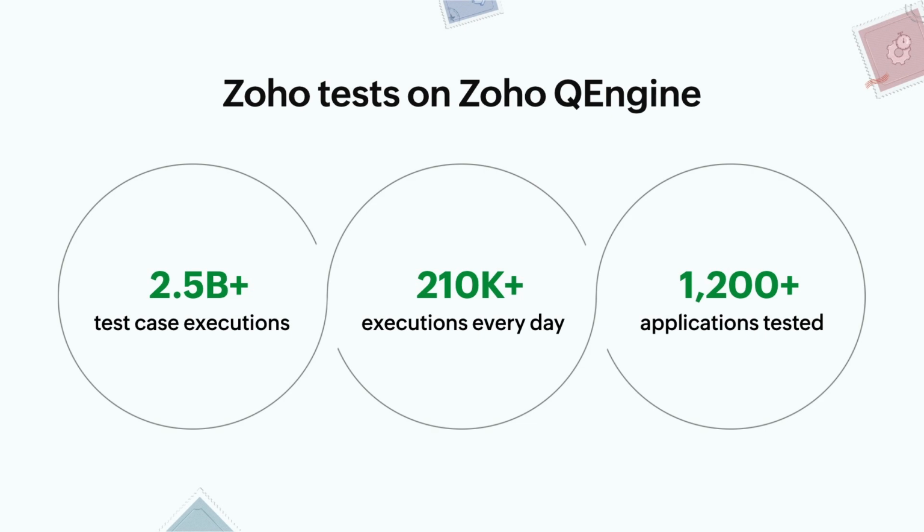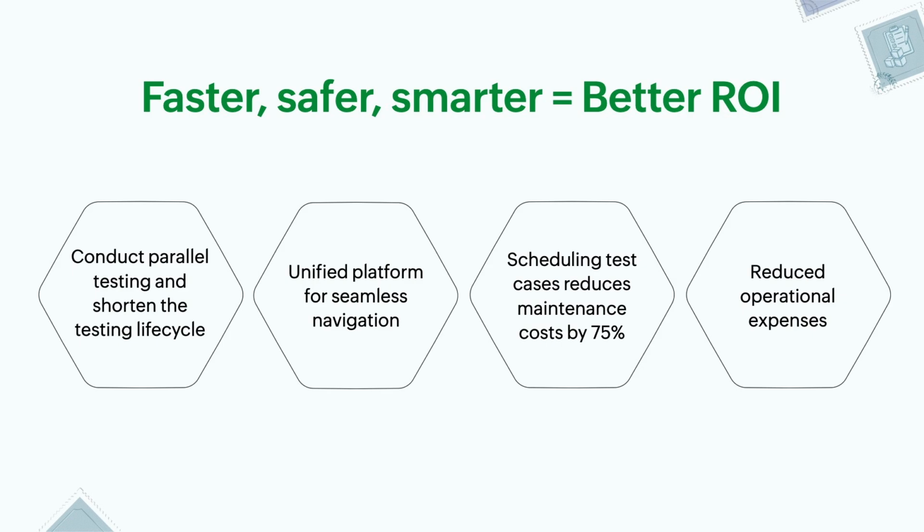So, as with every other product that we have in Zoho, Zoho runs on Zoho Q Engine. Zoho tests on Zoho Q Engine as well. So, if you can see the stats over here, around 2.5 billion test cases are executed. 210K plus executions happen every day, and we have around 1200 apps that are tested using Zoho Q Engine.